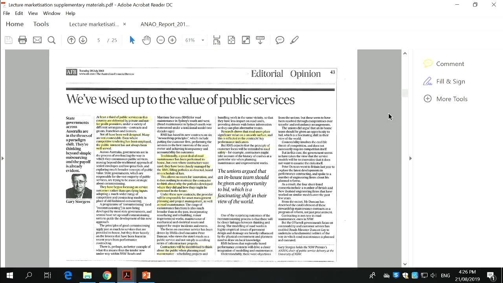Let's look at this one. Again, it talks about a lot of the public services. At least a third of the public services in these countries are delivered by private and not-for-profit providers under a variety of different arrangements. Not all have been well designed. Many are not contestable. Even where competitive tendering has been employed, the public interest has not always been well served. So you can see some of the problems identified: the private sector entities may not really observe the public interest when they provide the services.